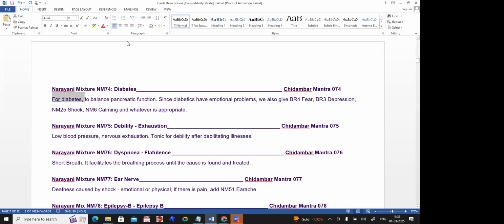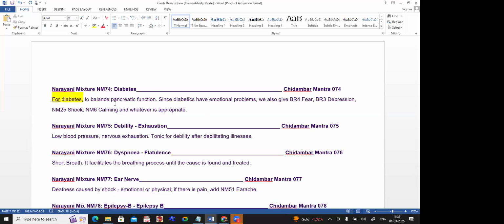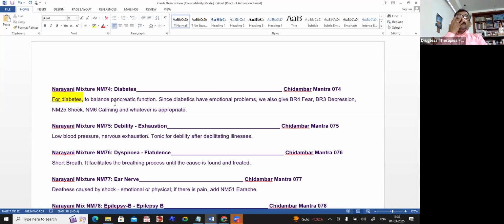So, sir, in this case of diabetes, first we have to ask the person since how long they are suffering, and then accordingly we can give the months. But then again, we have to check the sugar also once they are taking the remedy, and if it is fine, then they don't need to take it. So we have to check both ways.